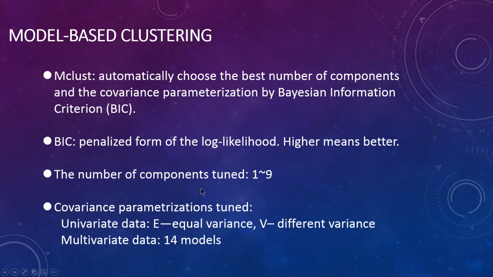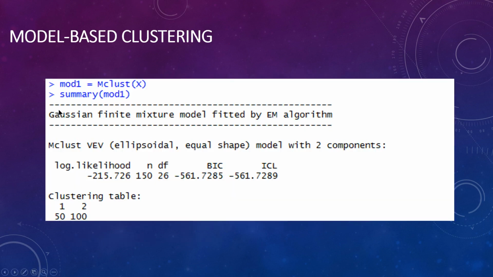By default, the range of the number of components to be tuned in the function is from 1 to 9. For univariate data, the variance of different components could be either the same or different. For multivariate data, there are 14 different covariance parameterizations. For the first clustering, we can see the optimal model is the VEV model with 2 components. VEV means for different components, the covariances have equal shape but different volumes and orientations.